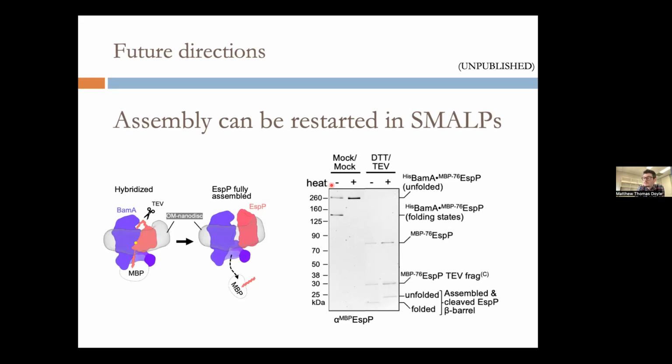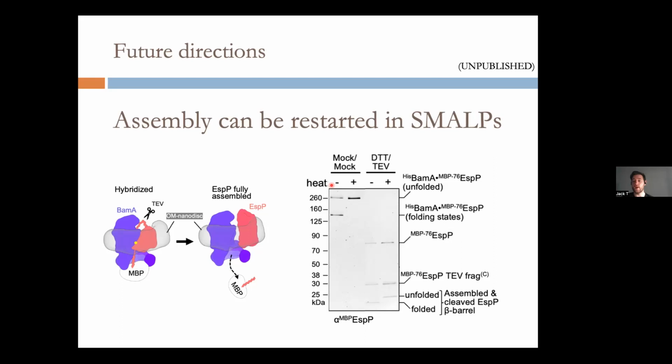Tom Silhavy put out, how long ago? It was a couple of years ago, a great review describing that the cell is always under stress, and these response pathways are always triggered. So it's actually stress at homeostasis that the cell is under. And so BAM is one of those that's under those controls.